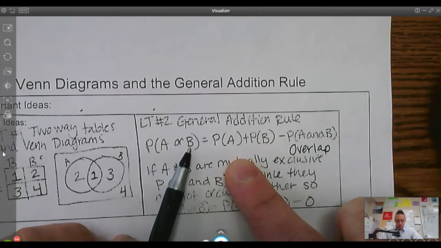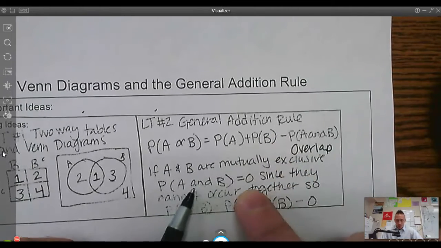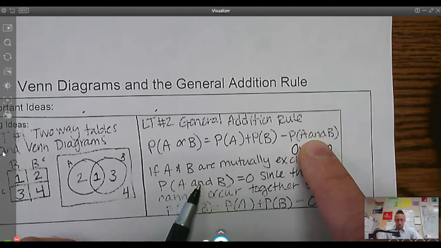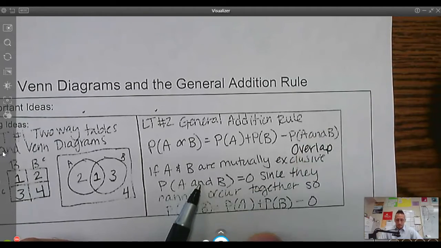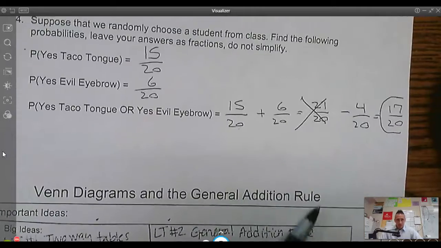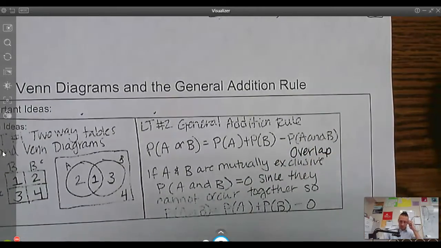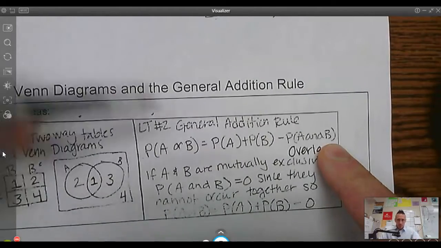The probability of A or B is the probability of A plus B. If the events are mutually exclusive, we stop there because the probability of both is 0. That's what we saw in lesson 5.1. But if there is overlap, like the question we just did here, you have to subtract the probability of that overlap. So we're going to practice this one quite a bit throughout this lesson.